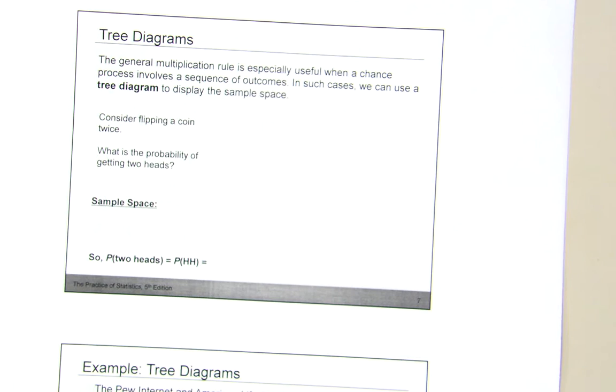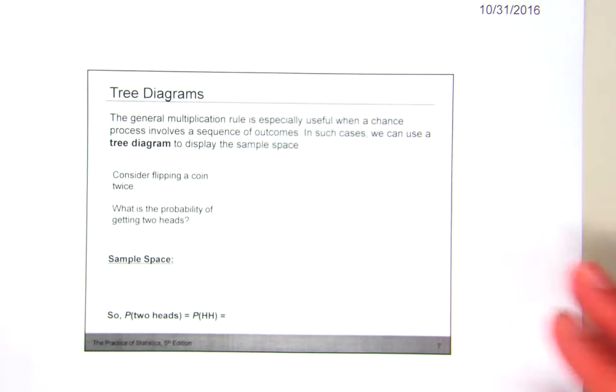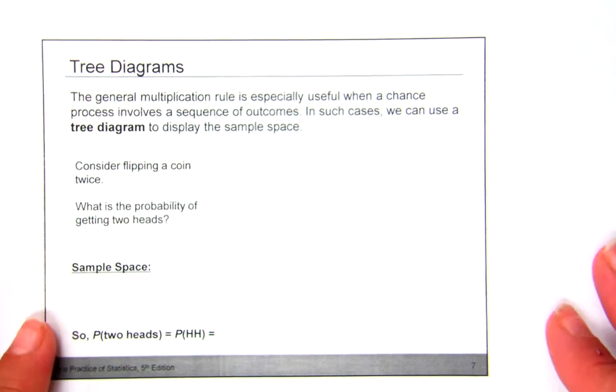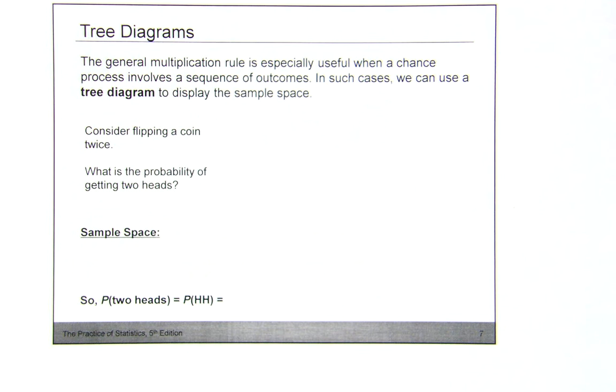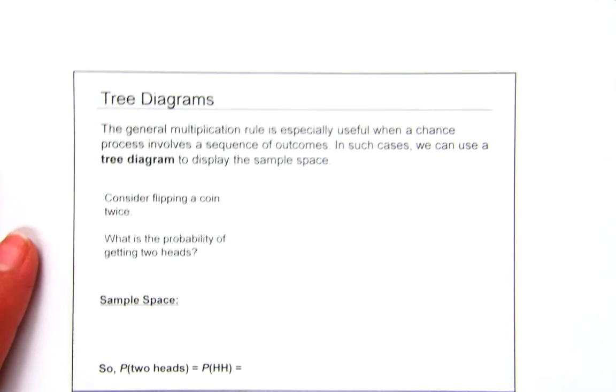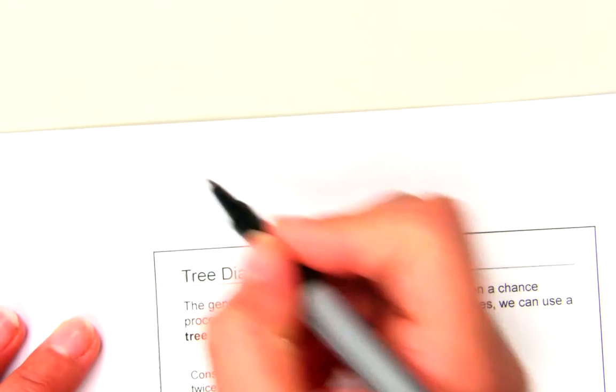So, first one. The general multiplication rule is especially useful when a chance process involves a sequence of outcomes. In such cases, we can use a tree diagram to determine the number of sample spaces. And the reason we like tree diagrams is because, for example, what if I wanted to roll 3 dice, right? Let's say I have 3 dice.